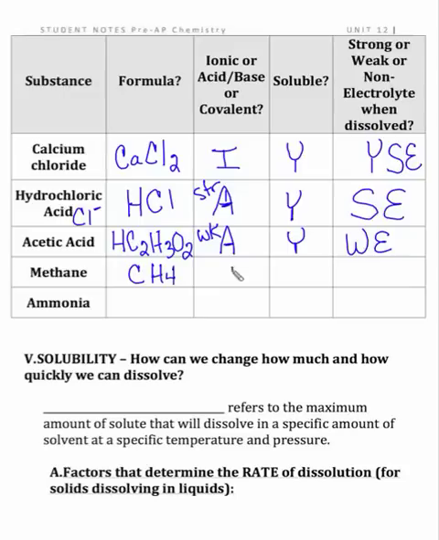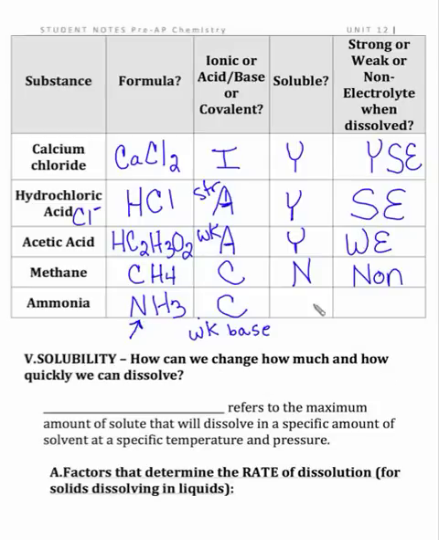Methane, CH4. It is covalent. It is not soluble. It is therefore a non-electrolyte. Ammonia is NH3. Now, this is information you don't quite know. So I'm going to tell you right now that yes, it's covalent, but ammonia happens to be a weak base. Our weak bases, we'll get a little glimpse into acid base, center on nitrogen. It is soluble, and because it's a weak base, it's going to be a weak electrolyte.